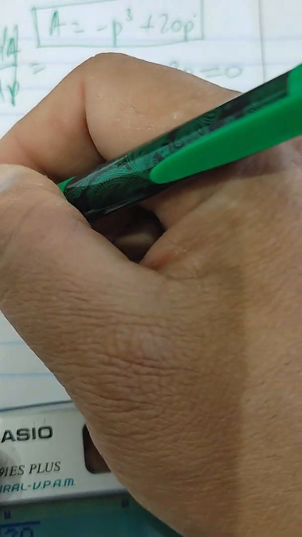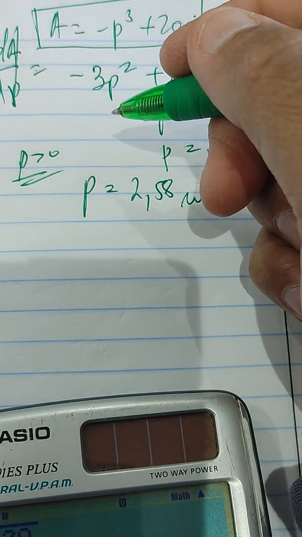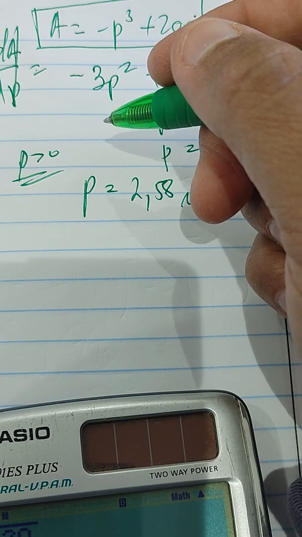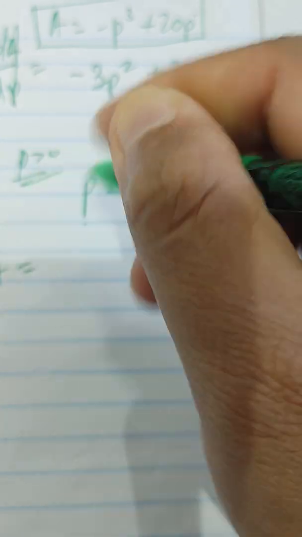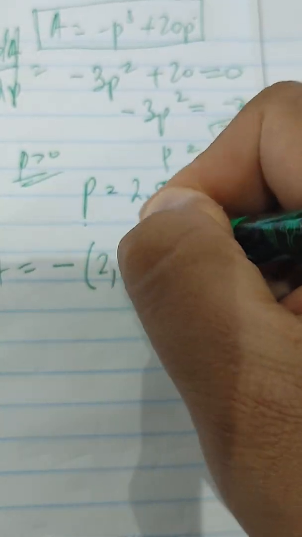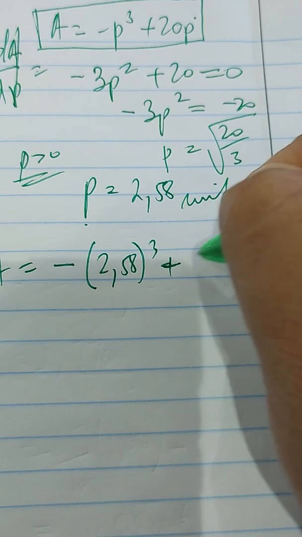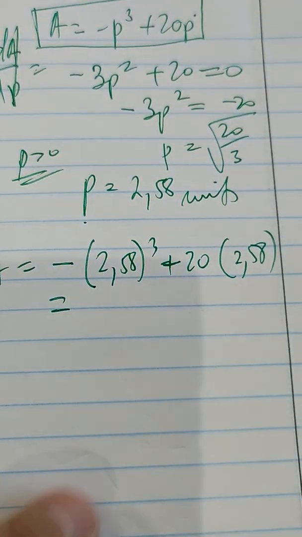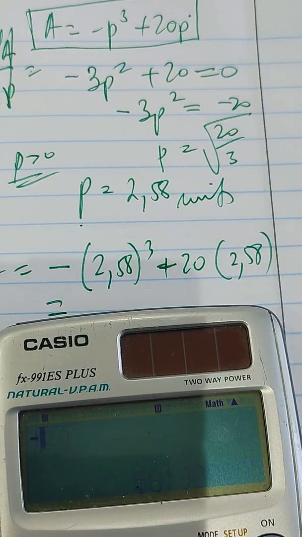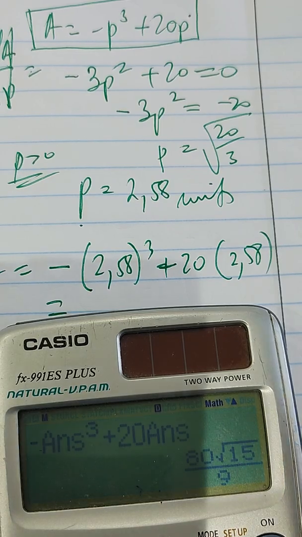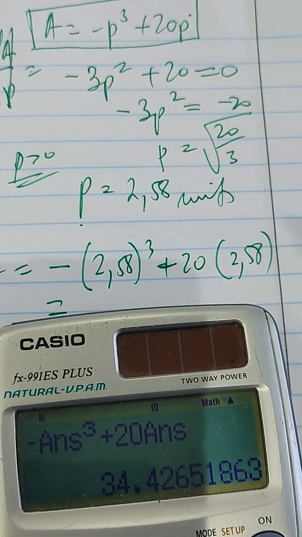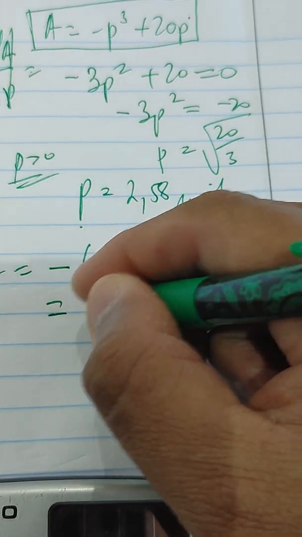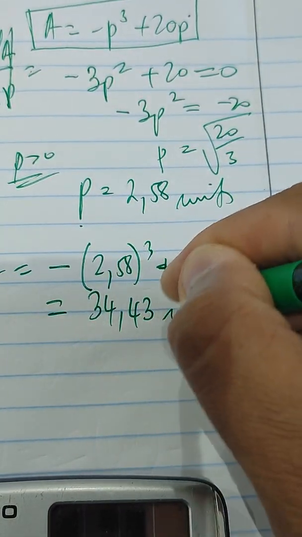Okay. So let's look at number 6. Number 6, state the maximum area. The maximum area will occur at the maximum value for P. So area is defined as negative P cubed plus 20P, so it's negative 2,58 cubed plus 20 times 2,58. Okay, so that gives us negative answer cubed plus 20 answer. So that's going to give us in decimal 34,43 units squared.